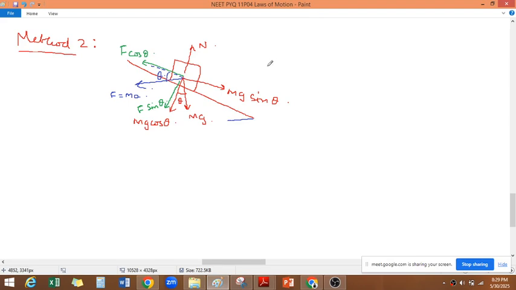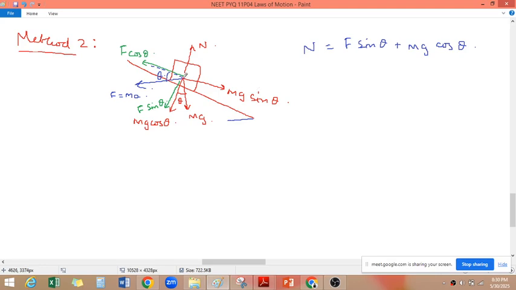You can do it in either method, so don't get confused if you see some different methods in your solution books. So I can say N should be equal to these two things which are acting downwards: F sin theta plus mg cos theta. Similarly, this and this should be equal because they said it's not moving. So F cos theta is equal to mg sin theta.